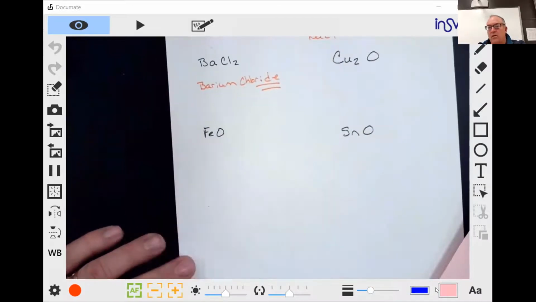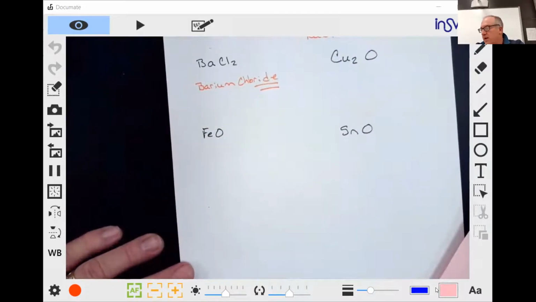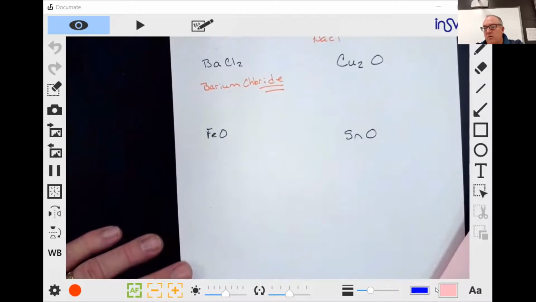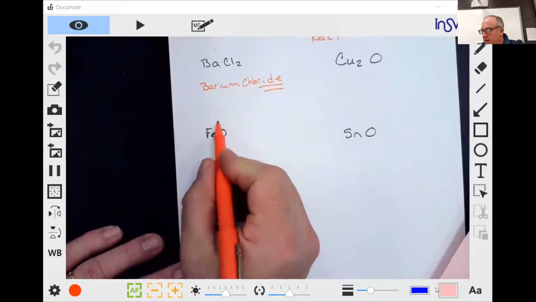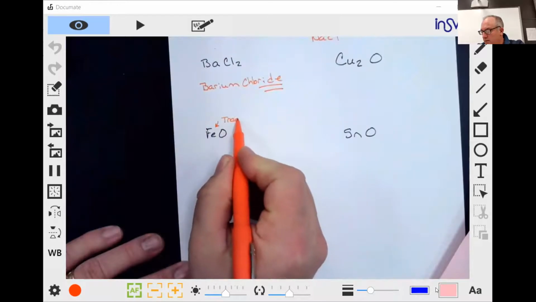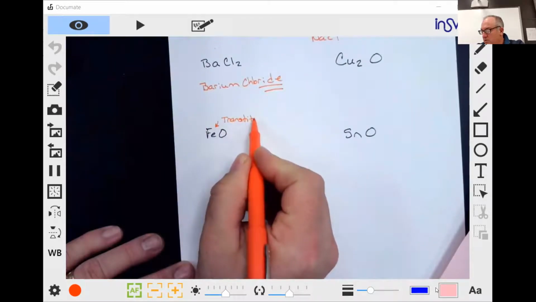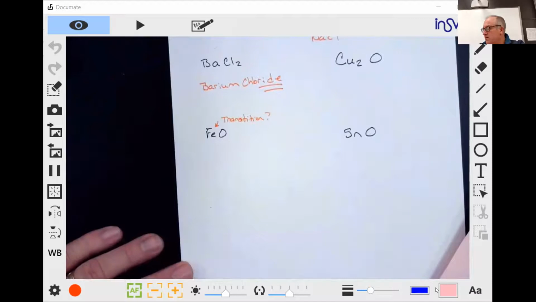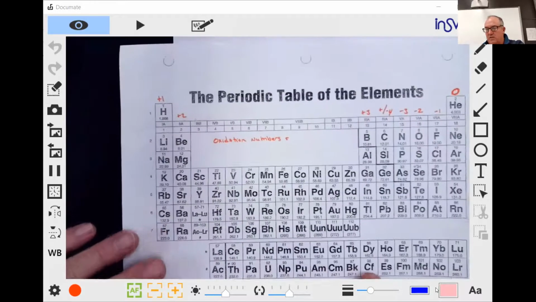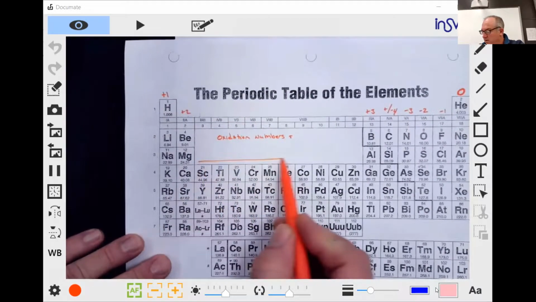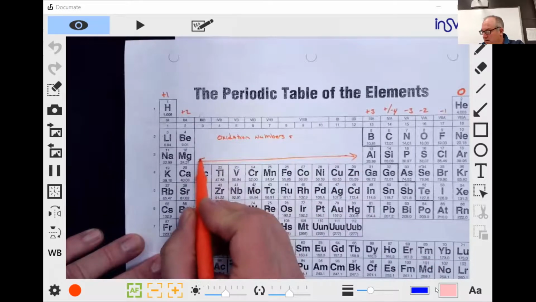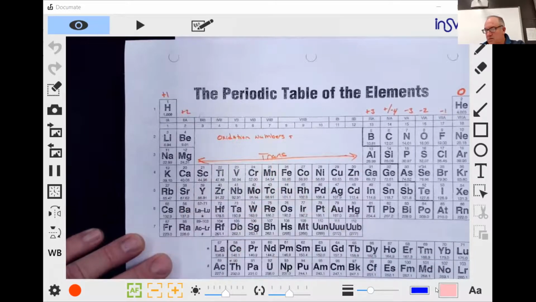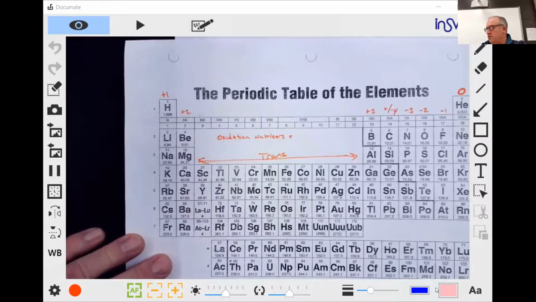Now we have another case. We have to always check when we're naming these if the metal is a transition metal. Remember, transition are my ones from here to here. These are my transition ones. And these ones can have multiple charges.